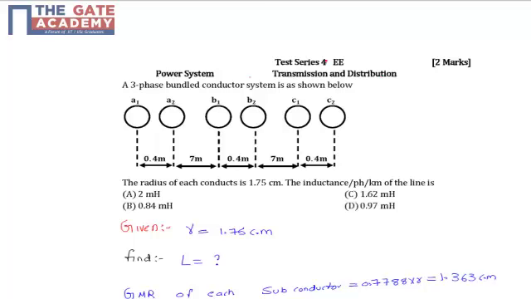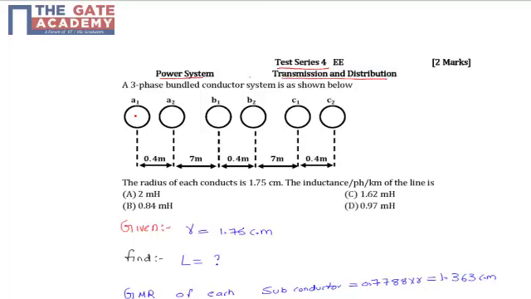Hello students, this question is taken from Test Series 4 EE, from the subject Power System, from the topic Transmission and Distribution, and it is of 2 marks. The given question has a 3-phase bundled conductor system as shown below.